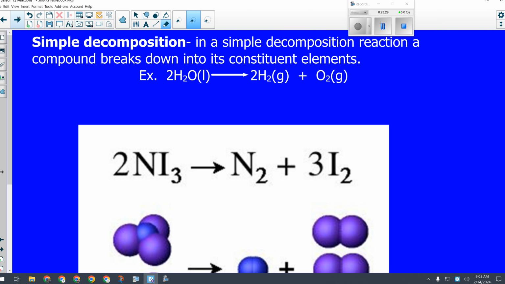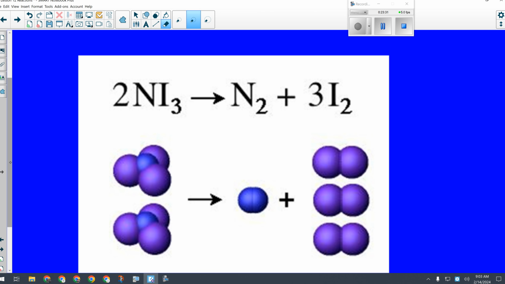So in a decomposition reaction, we started out with 2 molecules of nitrogen triiodide, and from there we went to 1 molecule of nitrogen that contains 2 nitrogen atoms, and 3 molecules of iodine, each one containing 2 atoms of iodine.